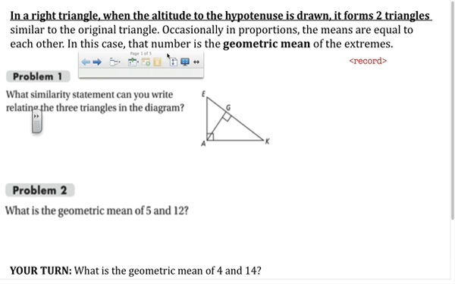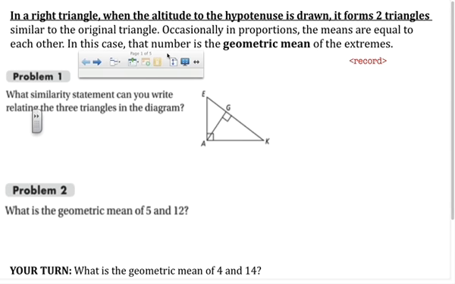Okay. All right, so before I get into that first paragraph about what happens when I have a right triangle and draw the altitude to the hypotenuse, let's come back to that problem one that I told you and you know how to do. Triangle what is similar to triangle what is similar to triangle what.